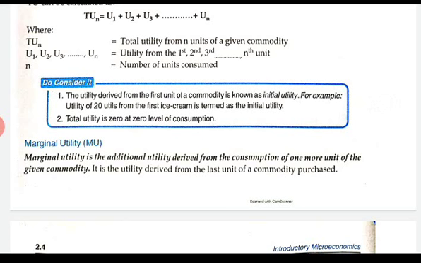But the utility that we derive from the first unit of a commodity is called initial utility. For example, the 20 utils of the first unit of ice cream is called initial utility. And total utility is 0 at the 0 level of consumption. When there is no consumption, then the total utility will be 0. So this is the total utility.